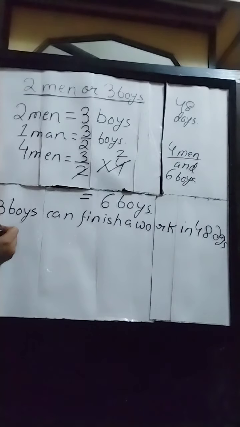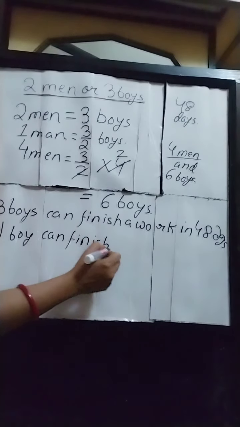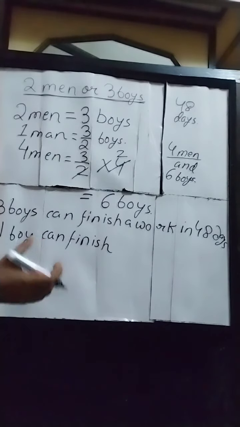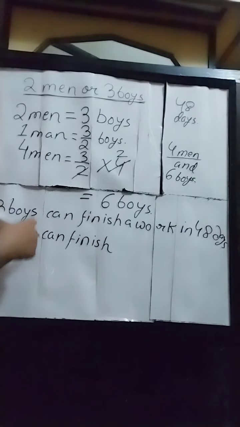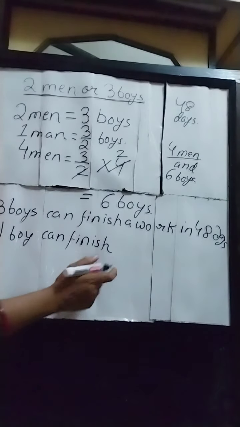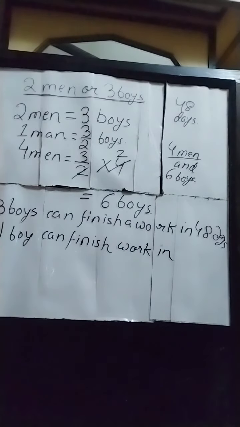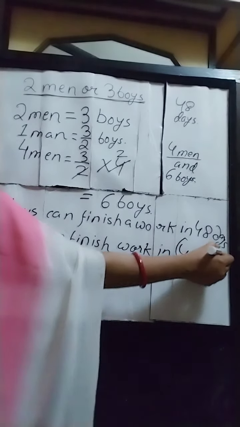So, one boy can finish. One boy will definitely require more days because this is the sum of time and work, and if the number of boys decreases, obviously more days will be required because boys and work are inversely related to each other. So one boy can finish the work in 48 into 3 days.